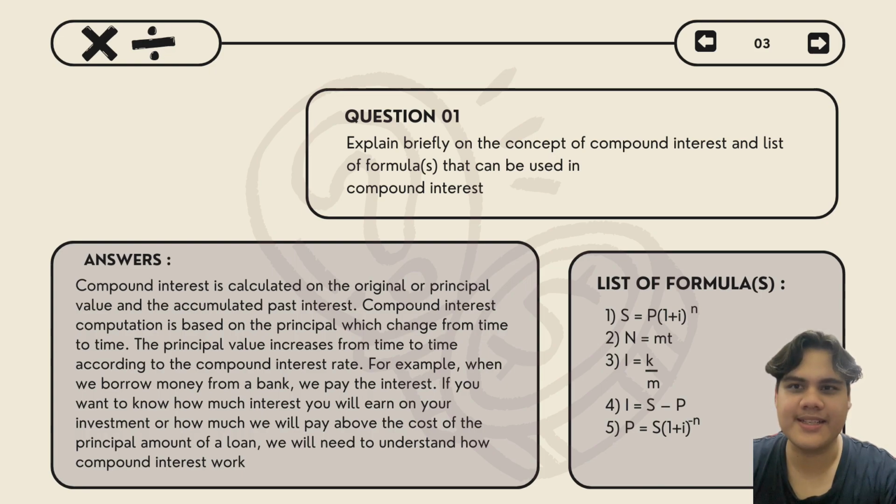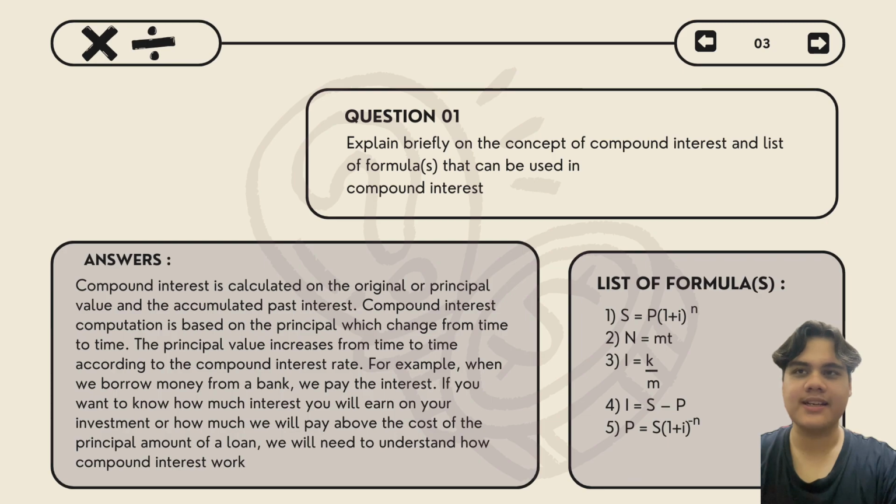The first one is S equals P(1 + i)^n. The second one is n equals mt. The third one is i equals k over m. Number 4, I equals S minus P, and the last one is P equals S(1 + i)^(-n).